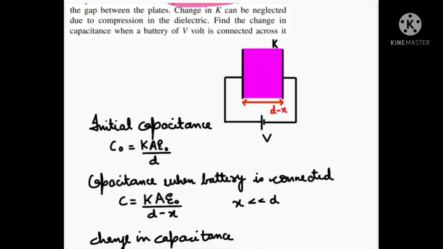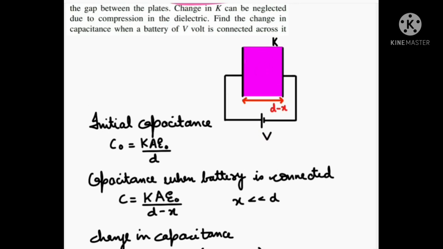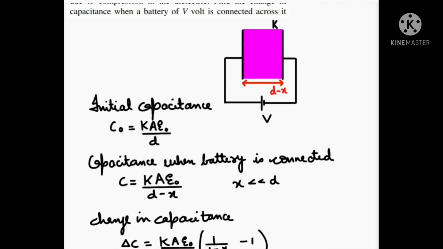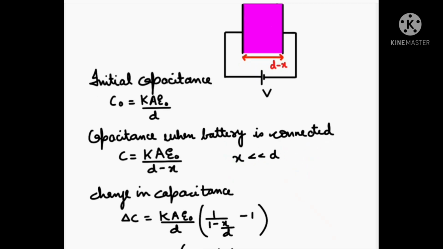Initial capacitance is C0, which will be equal to K A epsilon naught by D. And capacitance when battery is connected. So when battery is connected, due to the attractive force between the plates, the plate separation will decrease by an amount x. So capacitance we can write is equal to K A epsilon naught by D minus x, where x is very small with respect to D.